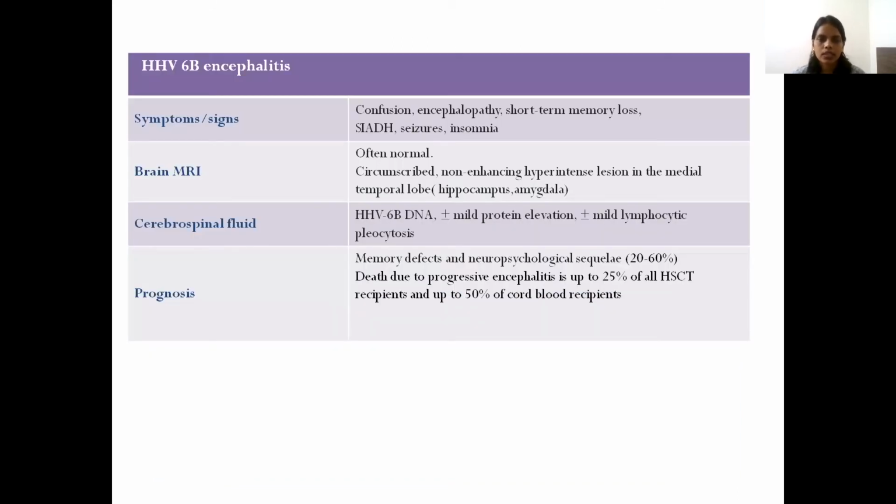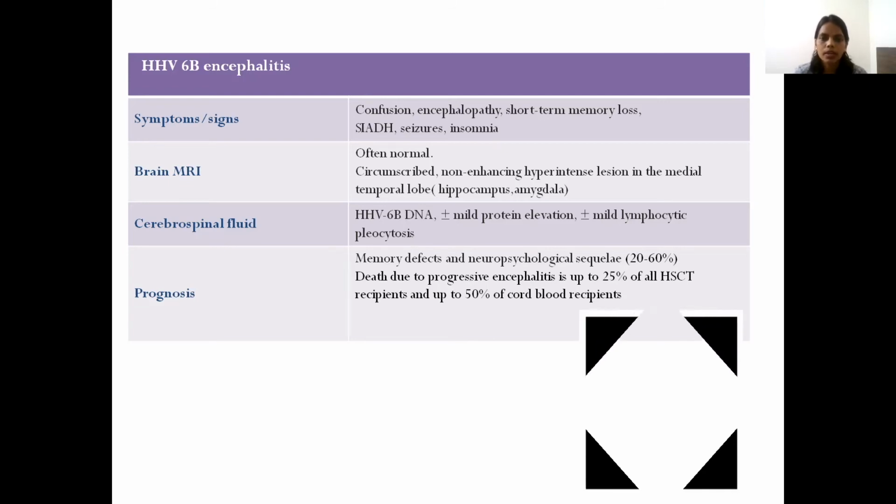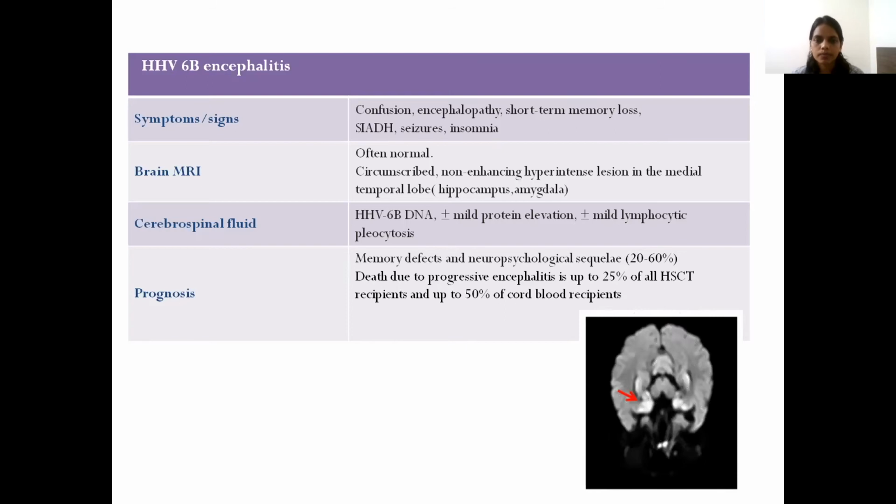HHV-6B encephalitis is characterized by encephalopathy, confusion, short-term memory loss, seizure, insomnia, etc. The brain MRI is often normal, but can present as circumscribed non-enhancing hyperintense lesions in the medial temporal lobe, most commonly in the hippocampus and the amygdala. The CSF analysis shows HHV-6B DNA. Along with that, mild protein elevation and mild lymphocytic pleocytosis are seen.